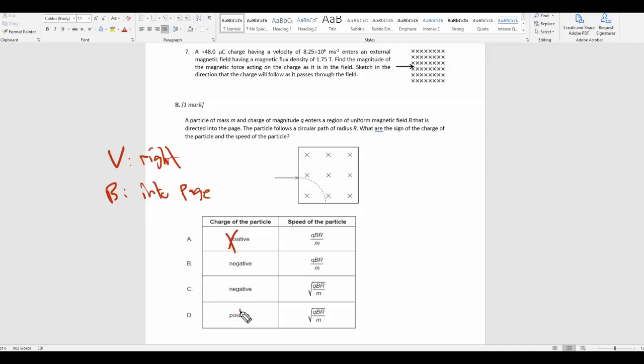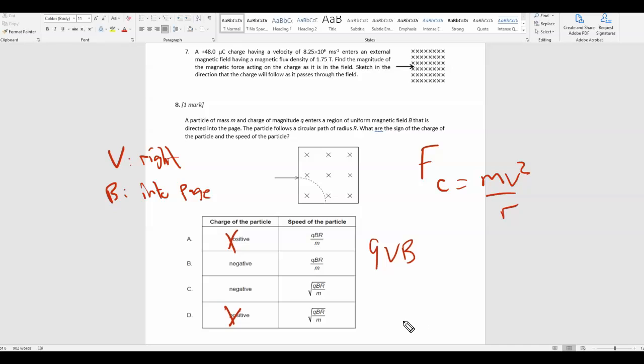Okay, so you can eliminate A and D. For the last bit of the question, you might be like, what the heck is going on here? But remember, we have circular motion happening here. Okay, centripetal force and all that stuff. Here the centripetal force is provided by the magnetic force, which is QVB sine theta.